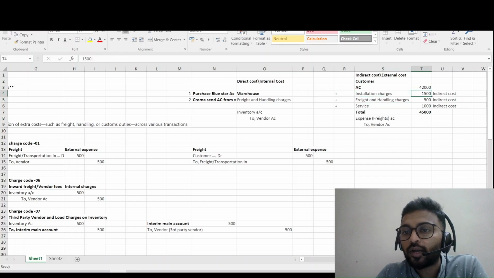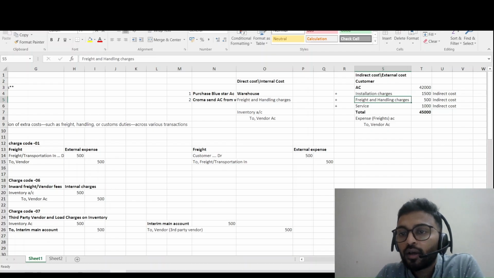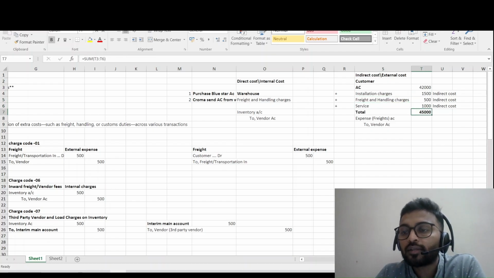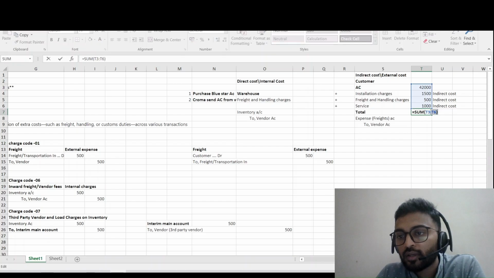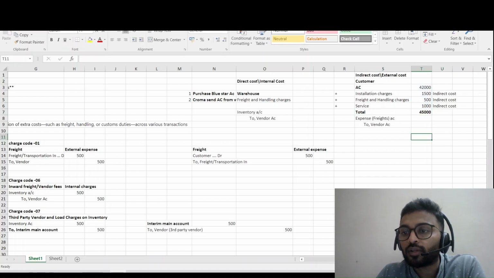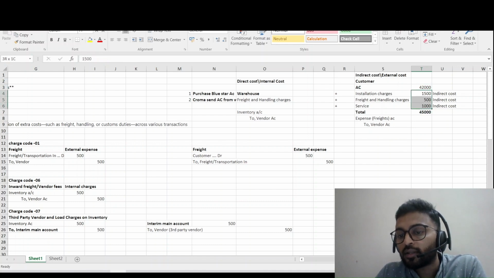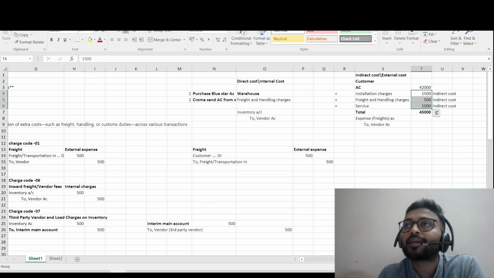That is 1500 installation charges, 500 freight charges and 1000 is service charges. So the total expense of buying this AC is 45,000, not 42,000, but this cost of 3,000 is borne by the customer. So this is my indirect and external cost, external charges.